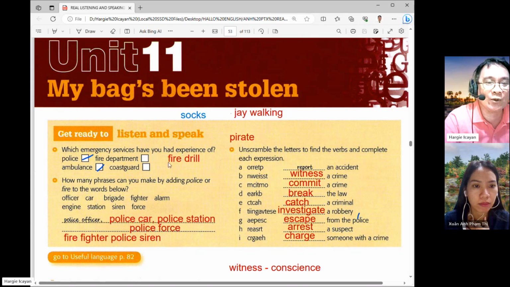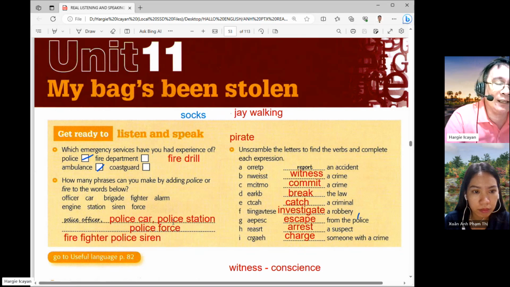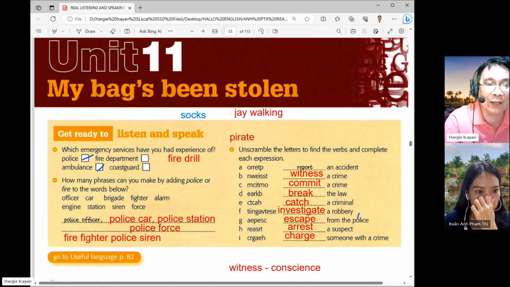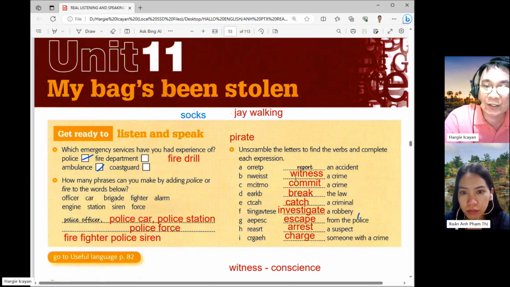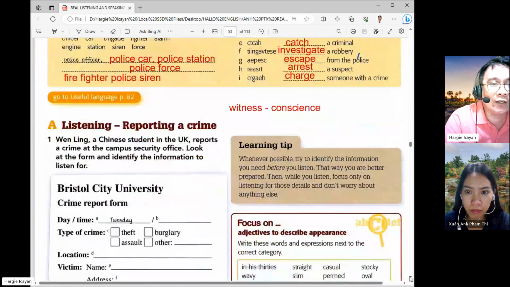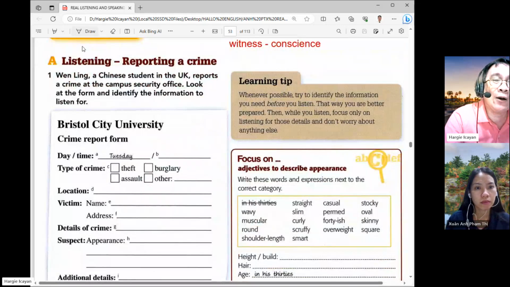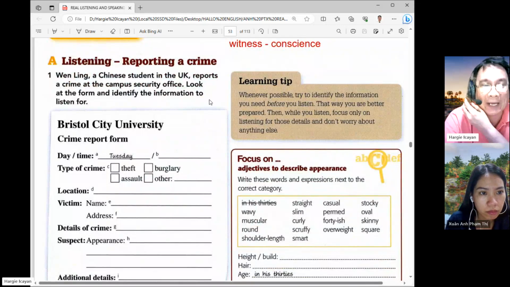Then we also discussed the fire drill and our experiences, and we were able to connect other terms or words when it comes to police and fire. We also unscrambled the letters to find the verbs, and we completed the expression. So this time we are going to continue on. So how do we report a crime?